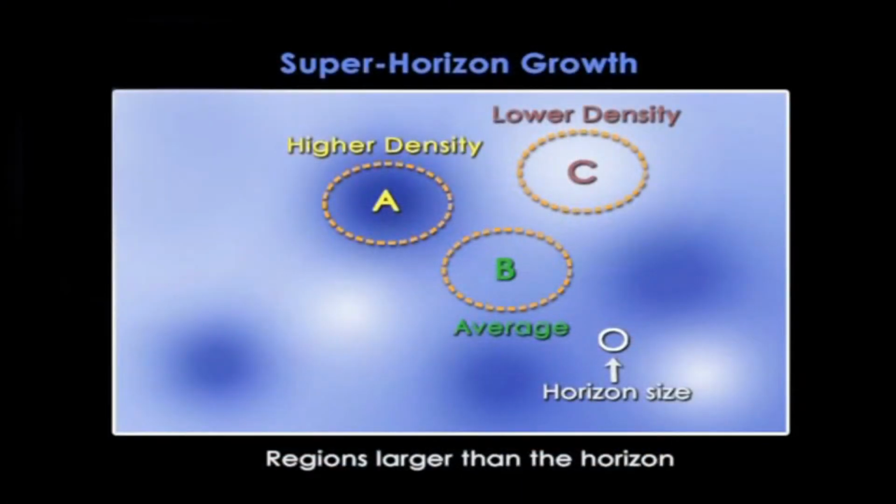So let's now have a look at superhorizon roughness growth. It's actually very simple. Here are three regions. A is slightly higher density, B is average, and C is slightly lower density. Notice that they're all way bigger than the horizon, which has the size of this small circle. So, and this is the important part, these three regions are completely unaware of each other, and they expand just as if they were three different universes with three slightly different densities.